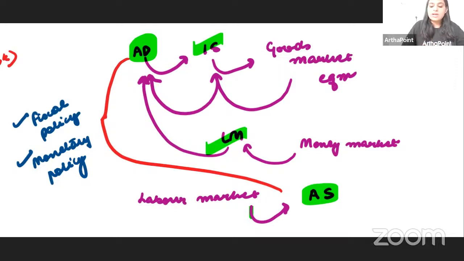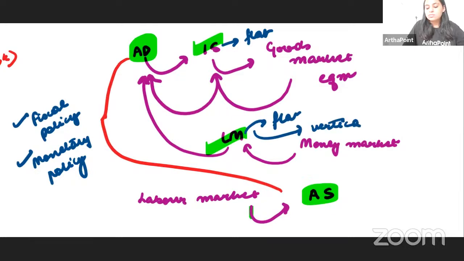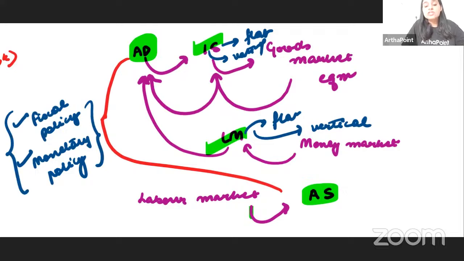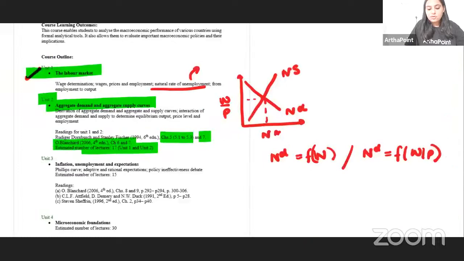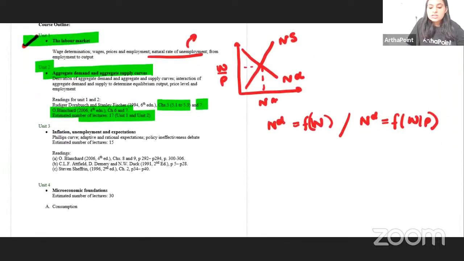What happens when IS is completely flat? What happens when LM is flat? What happens when LM is vertical? What happens when IS is vertical? Which policy is effective? Which is ineffective? All of that. Let's go forward. This is the second part.